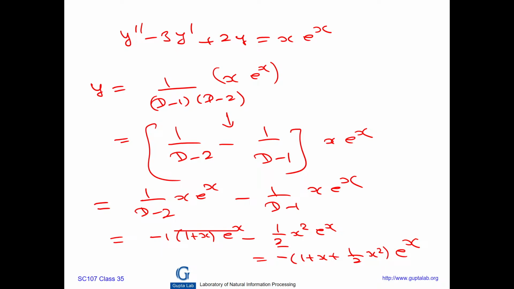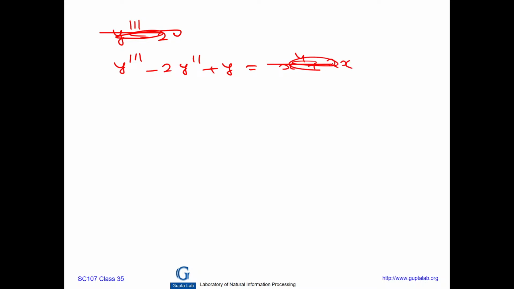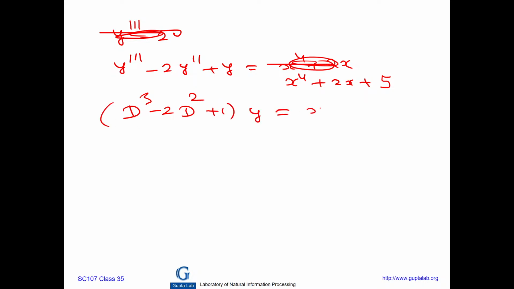Now the third method is series expansion. Again take an example: y triple prime minus 2 y double prime plus y is equal to x raised to power 4 plus 2x plus 5. So the operator equation will be (D cube minus 2D square plus 1) times y is equal to x raised to power 4 plus 2x plus 5.